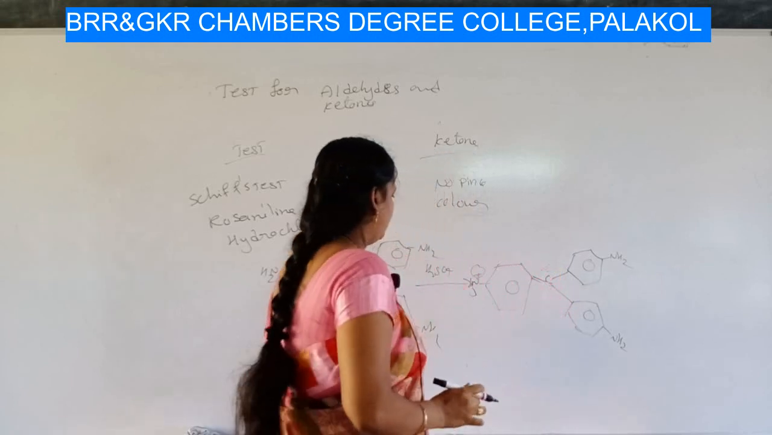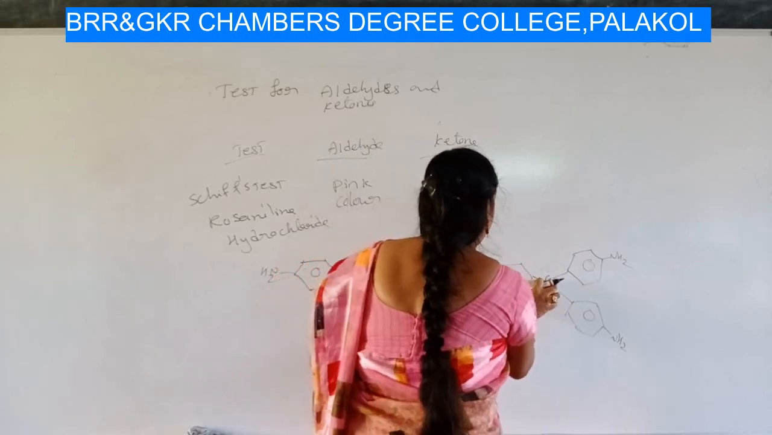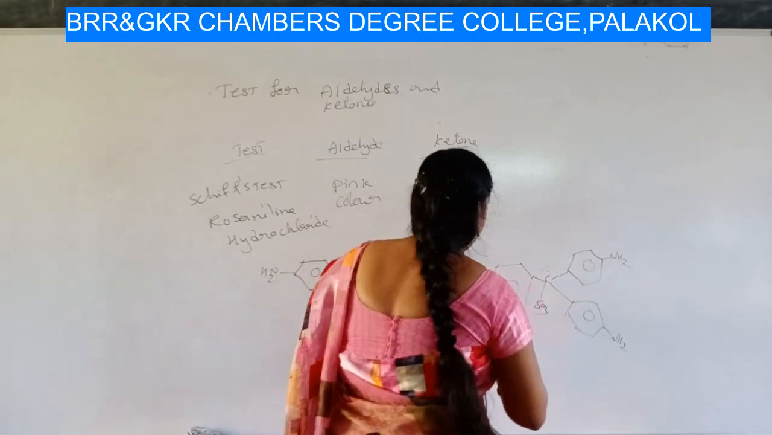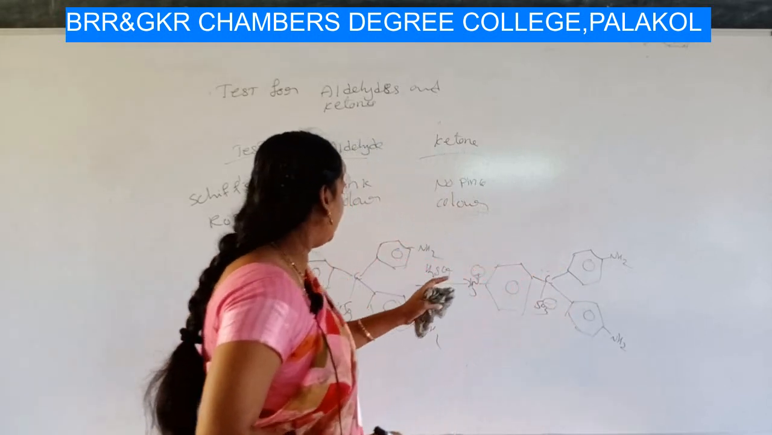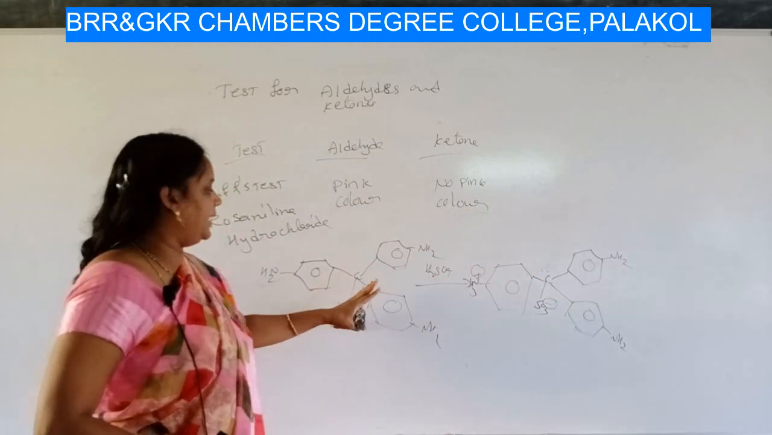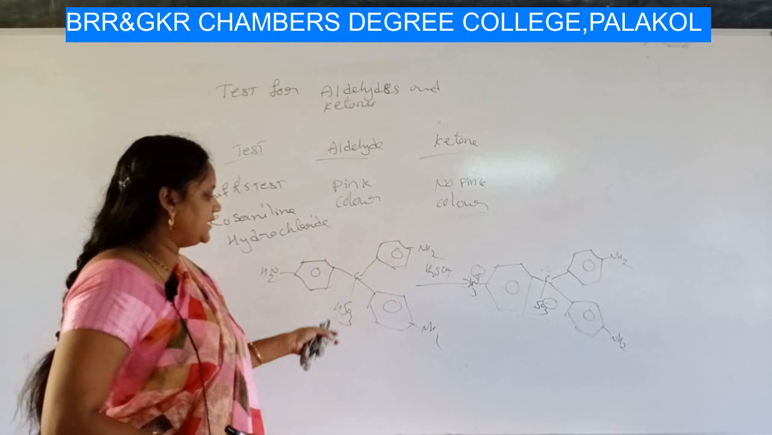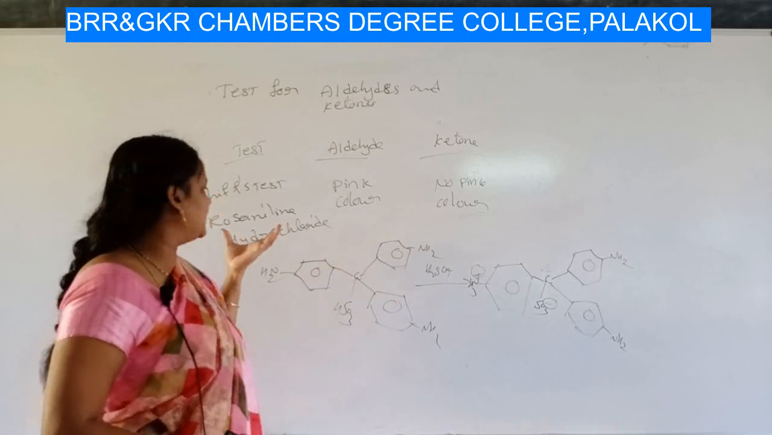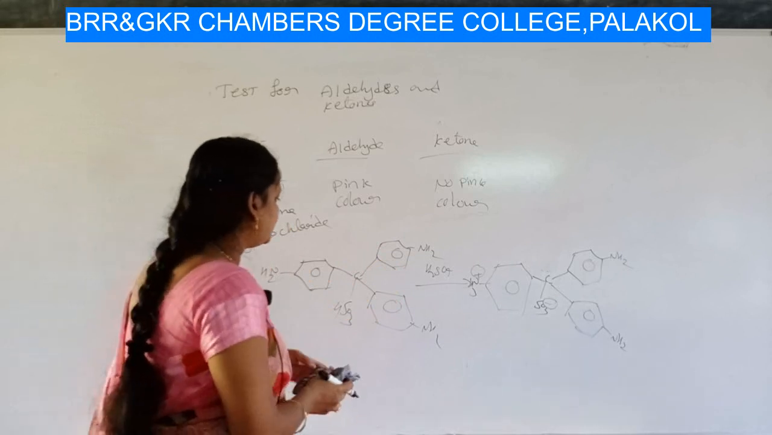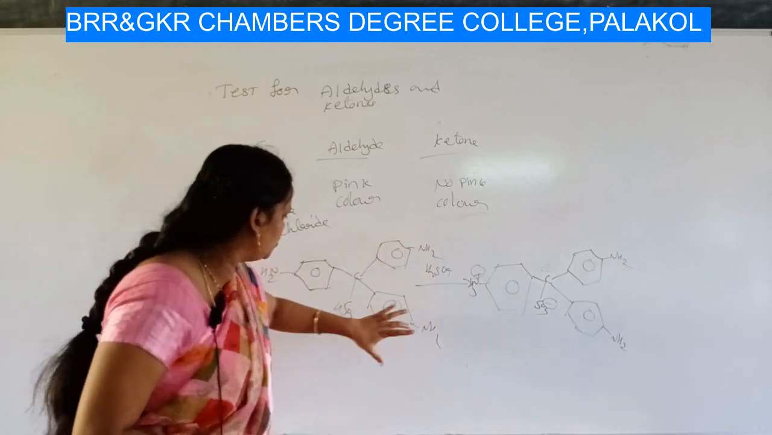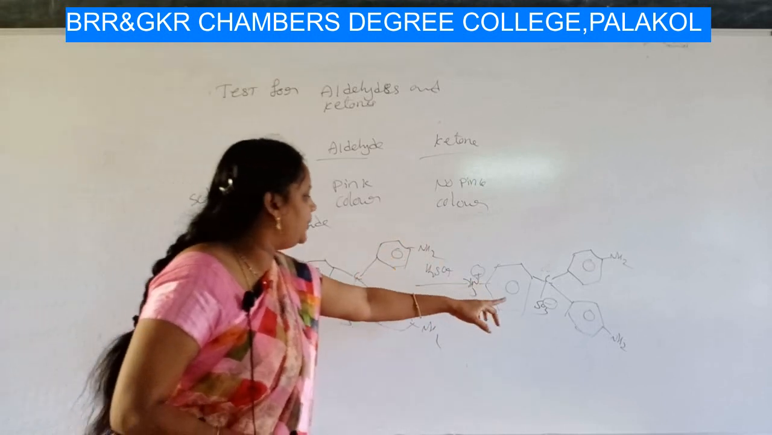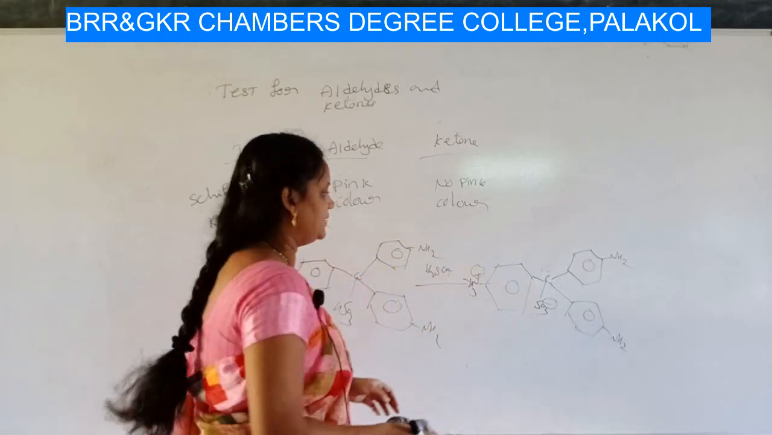Okay students, you will get something like this, SO3 minus. This is the structure of rosanilin hydrochloride, which we use in Schiff's test as Schiff's reagent. Three benzene rings with NH2 groups and an NH2 here with SO3H. This will become NH3 plus and SO3 minus.